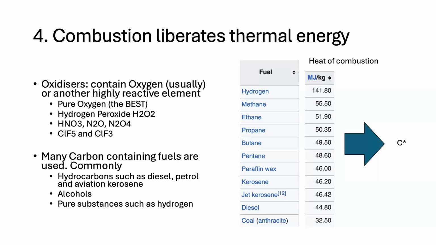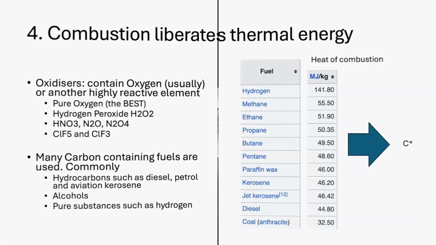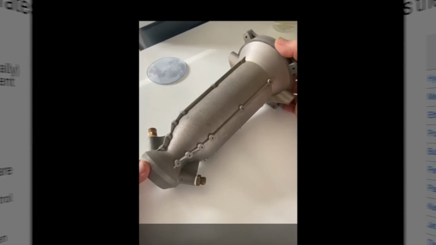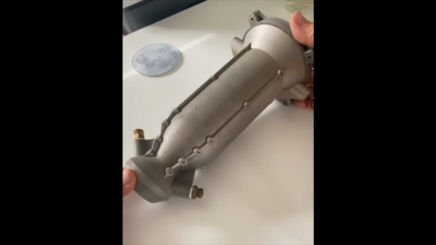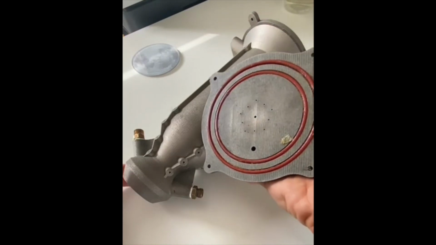And selecting a good combination of a fuel and an oxidizer can give you a good C star. Here's an example rocket combustion chamber for space propulsion. We're going to start at the right-hand end here with the injector part. And I'm taking it off for you.